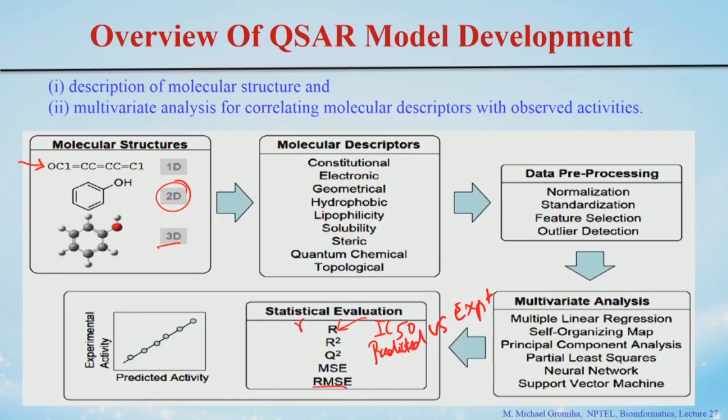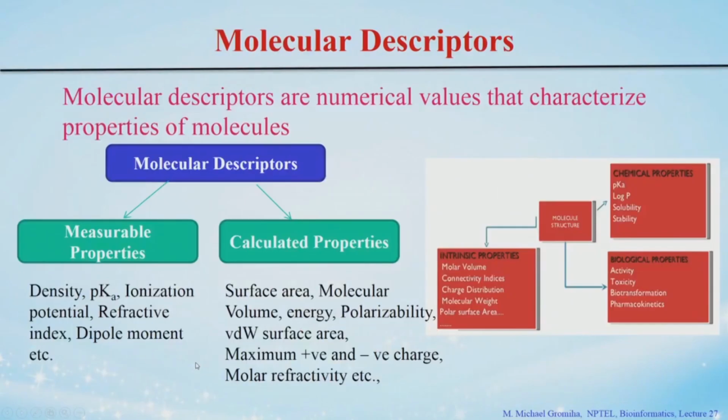This is one example, this is almost a perfect fit. We do not expect this type of fit always, but if you are lucky enough, then you are able to get a good fit between the experimental as well as the predicted activities. Now, we will explain the details of how to do this.